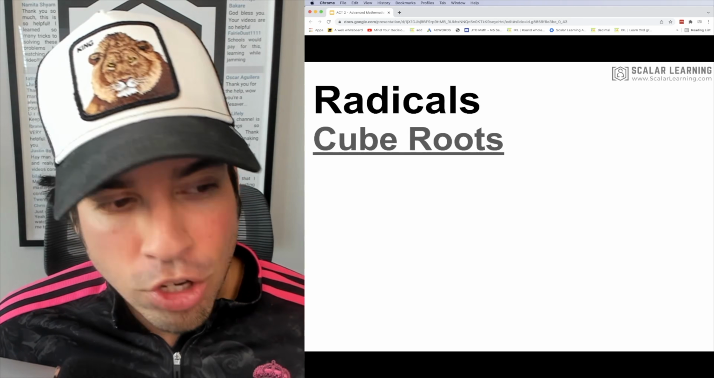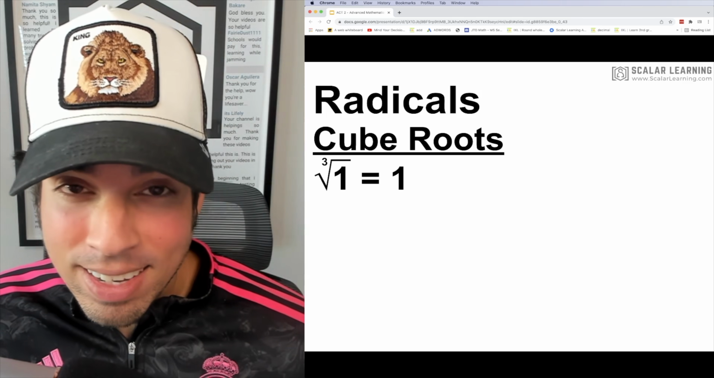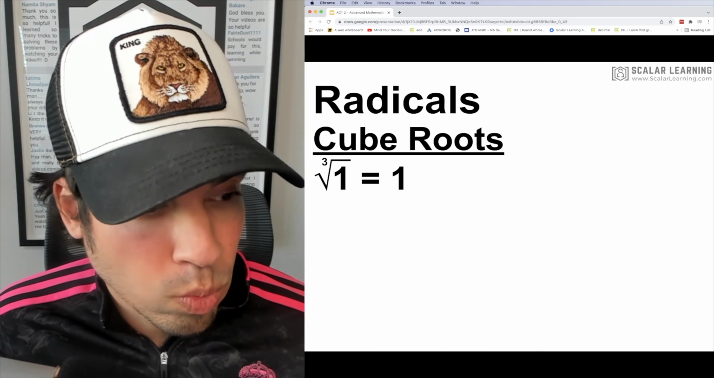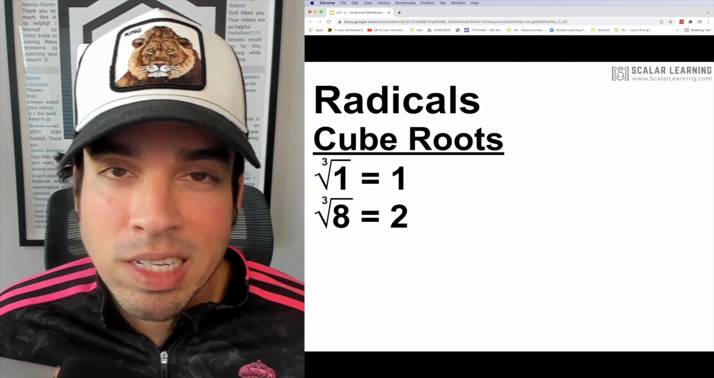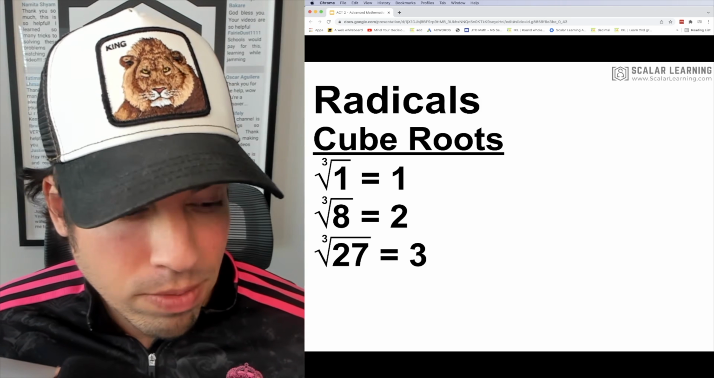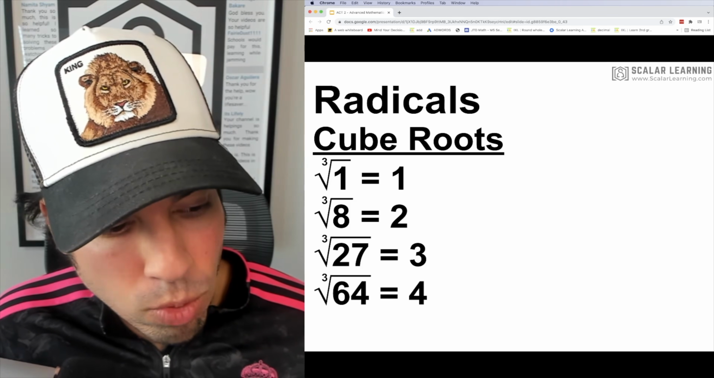When we talk about cube roots, okay, we're talking about what number times itself again and again equals what's under that radical. So the cube root of 1, once again, is 1. But the cube root of 8 is 2, because 2 times 2 times 2 is 8. Cube root of 27 is 3 for the same reason. And once again, I'm picking perfect cubes. Cube root of 64 is 4.